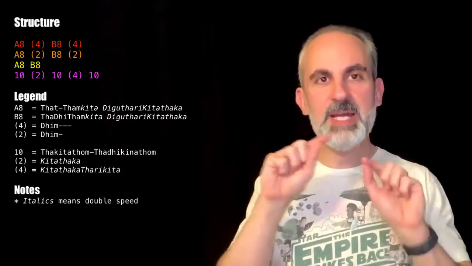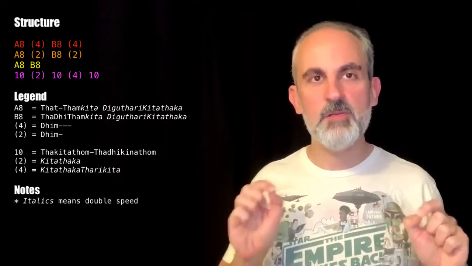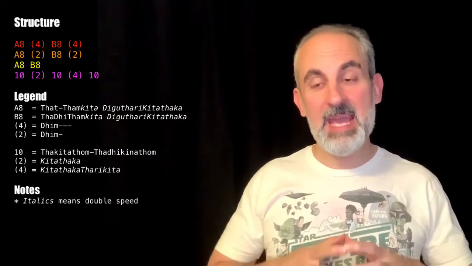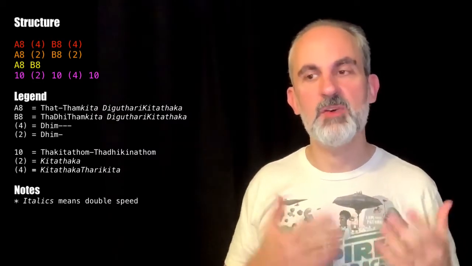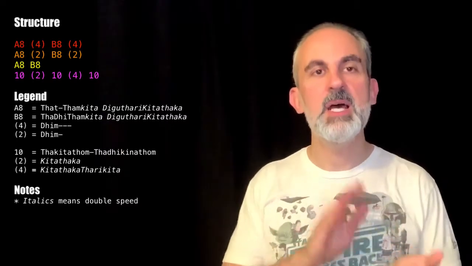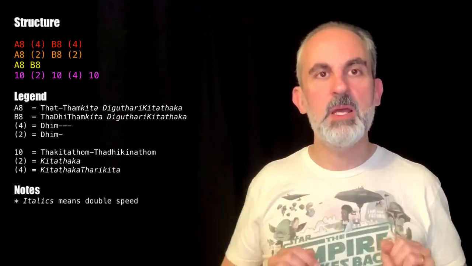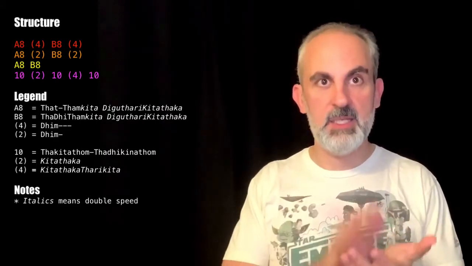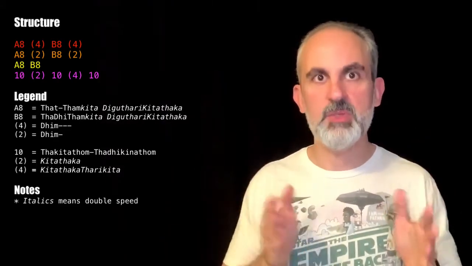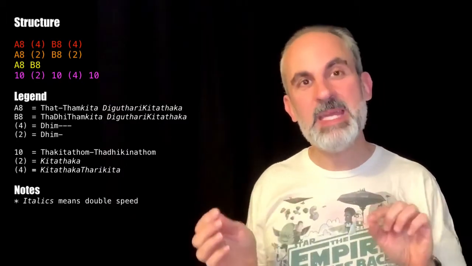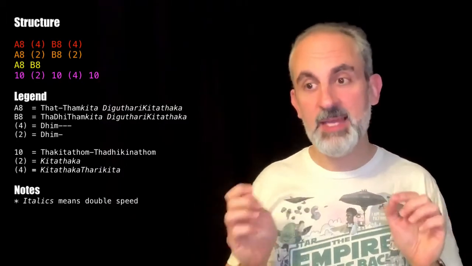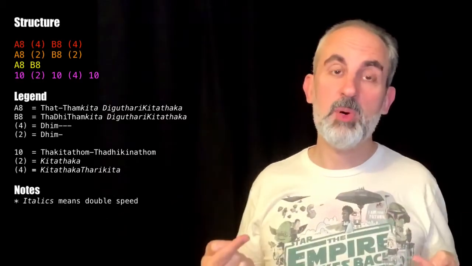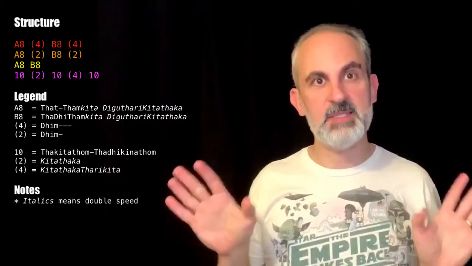So the top line, the red line, is A8, 4 gap, B8, 4 gap. And A8 is my own terminology for a very common phrase in Konnakol, which is That-Thamkita DiguthariKitathaka. Then the 4 gap, that is the 4 between parentheses, it's simply Dhim. It could be in other ways, but we're going to use Dhim. Then we have a B8, which is very similar to the A8, in a sense that it is That-Thamkita DiguthariKitathaka. Then we have another pause for 4, Dhim, and that's our first line.